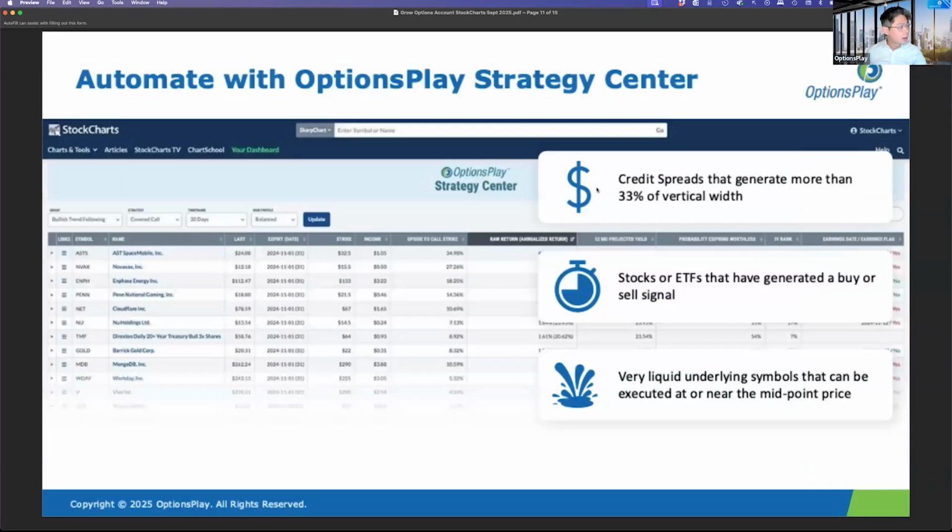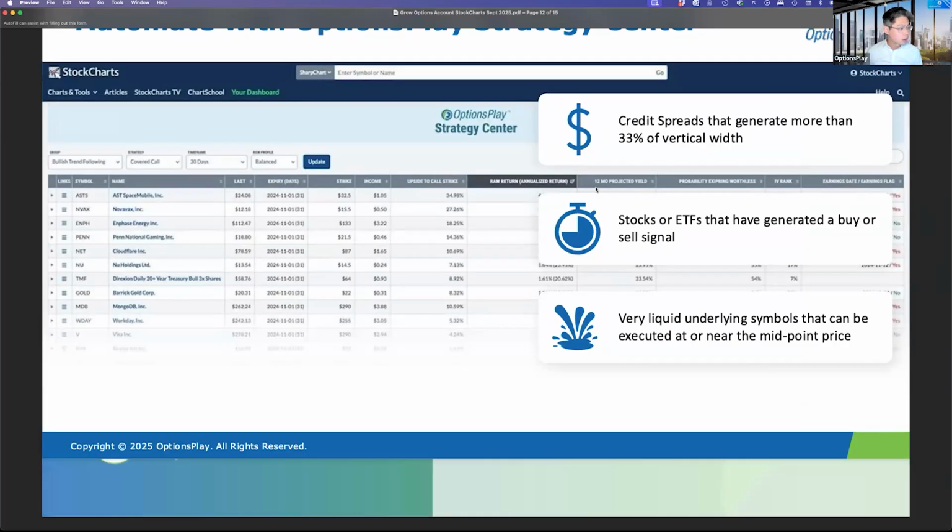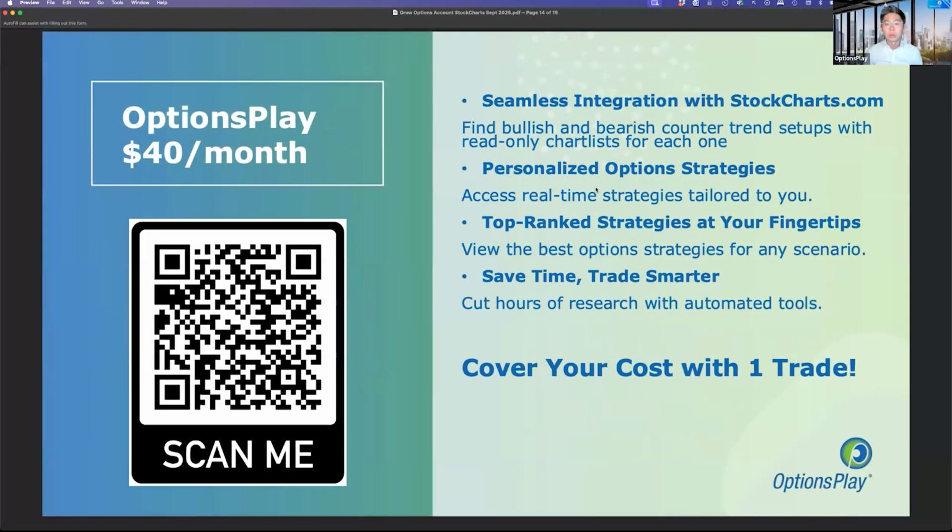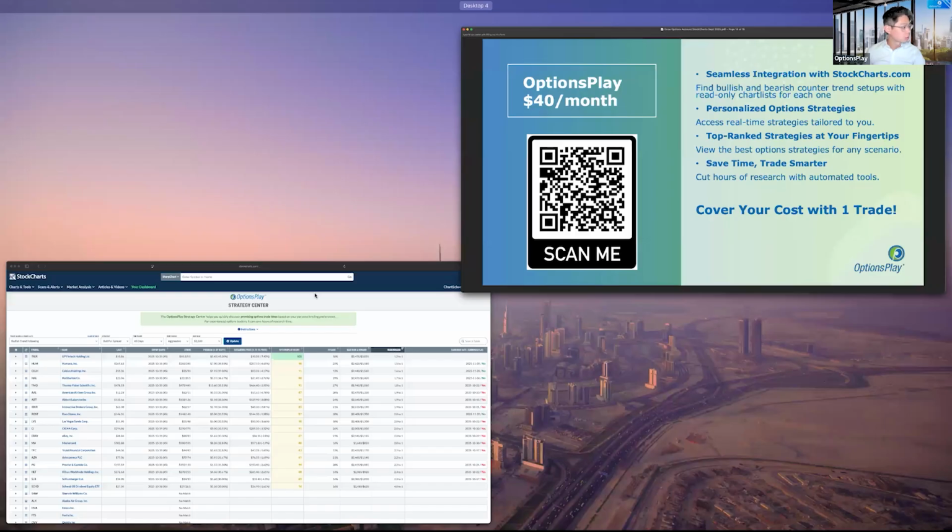And that's really where the OptionsPlay Strategy Center within StockCharts comes into play. Now, the OptionsPlay Strategy Center within StockCharts is a premium tool that costs $40 a month, but hopefully what I'm going to show you here today is how this tool automates both steps for you in real time. And I want to try to cover your monthly subscription on your first trade. So let me show you how this tool works.